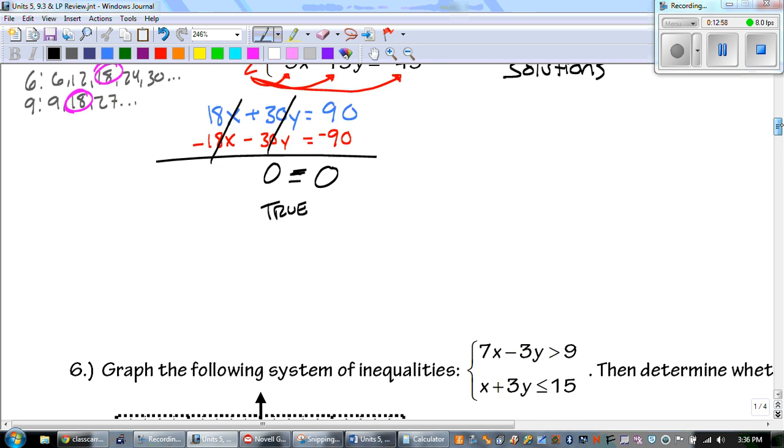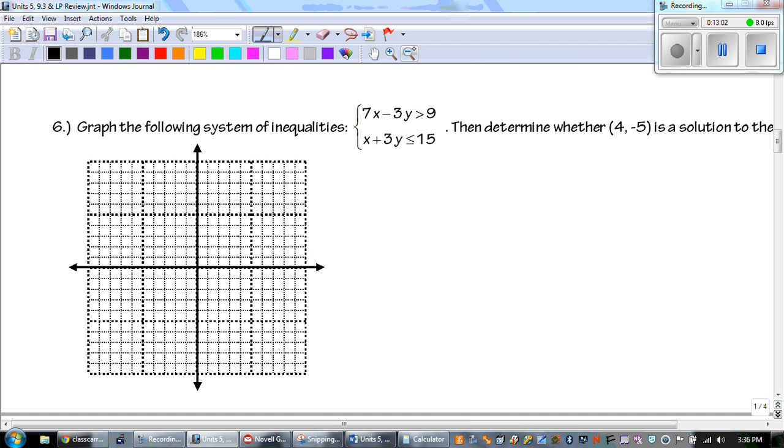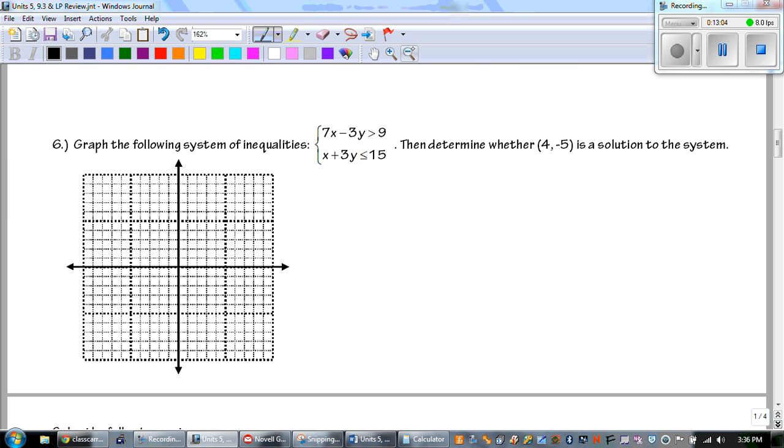All right. Number 6. So, number 6 is asking us to graph the following system of inequalities. Inequalities, look, they're no longer equal signs. Then determine whether 4, negative 5 is a solution to this.